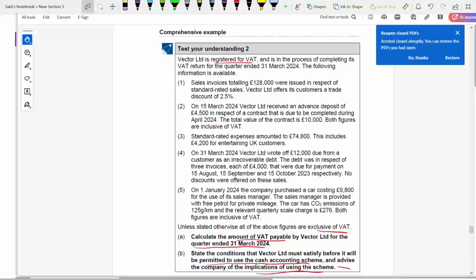So now we'll calculate the VAT payable. VAT payable means output VAT and input VAT. Sales invoice: this is an output VAT, totaling 128,000, and there's a trade discount of 2.5%. If there's a trade discount and it is standard rated sales, they will tell you whether it is standard rated, zero rated or exempt. Remember, this VAT will be on the discounted amount, as it's a trade discount. So you have to take 2.5% off 128, and on that you charge the output VAT.